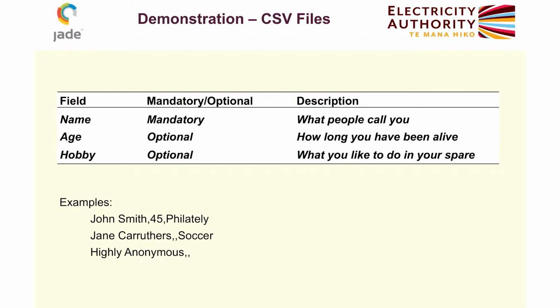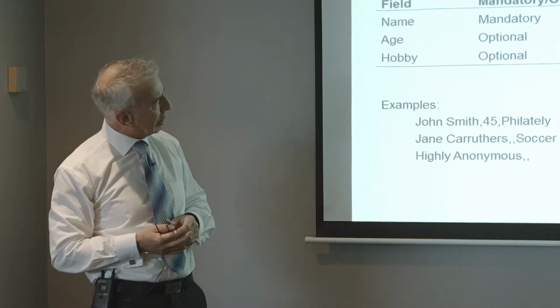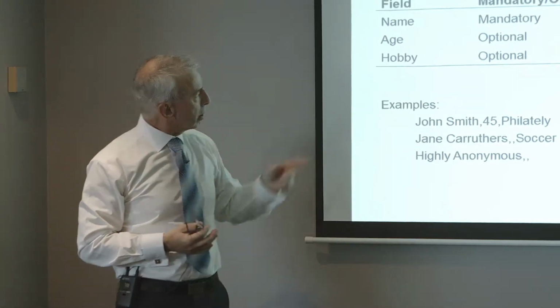So, as an example, let's suppose that we wanted to send some information about people, and the format that was specified was that the fields were name, age, and hobby. So you've got name, age, and hobby, and you supply that information with commas between the name and the age and the hobby.